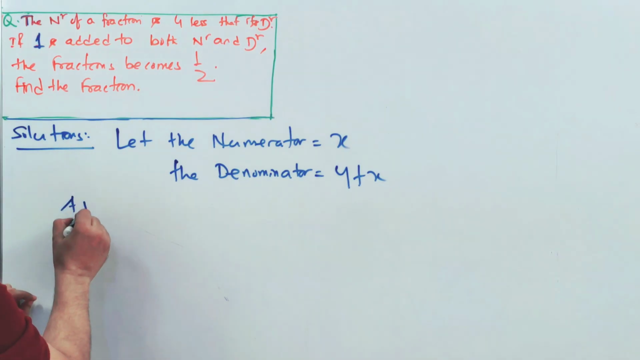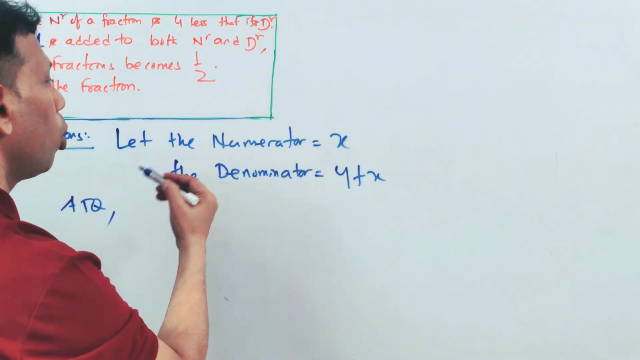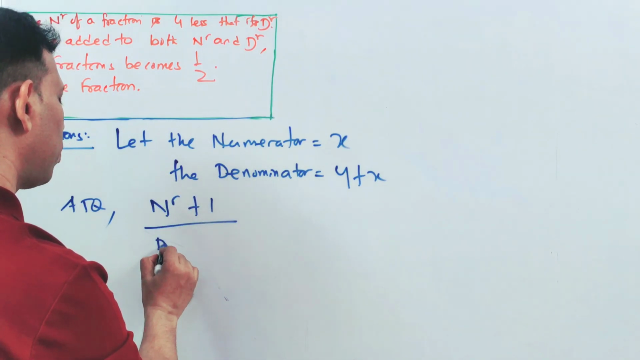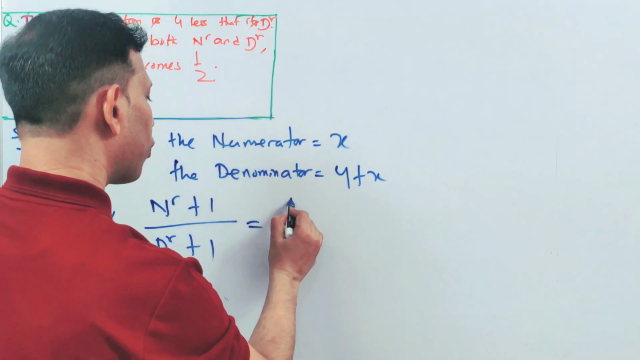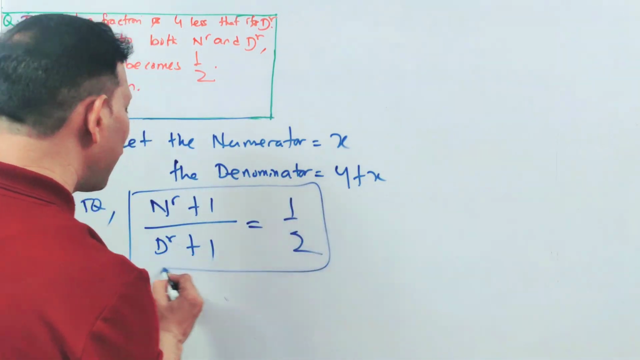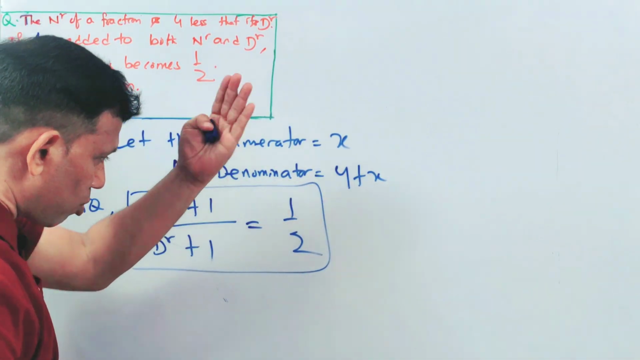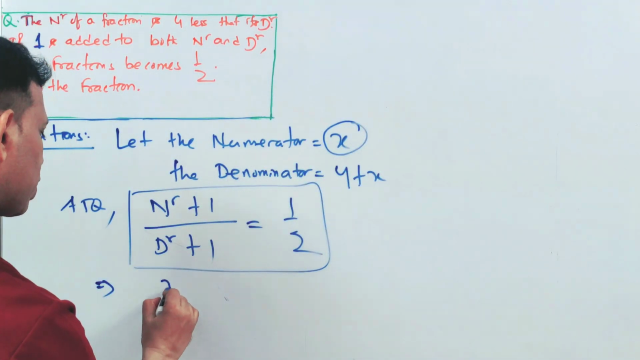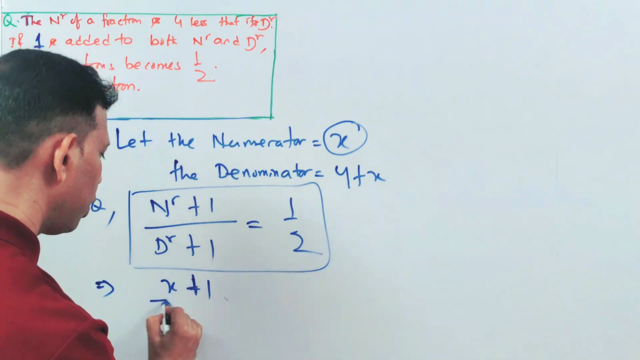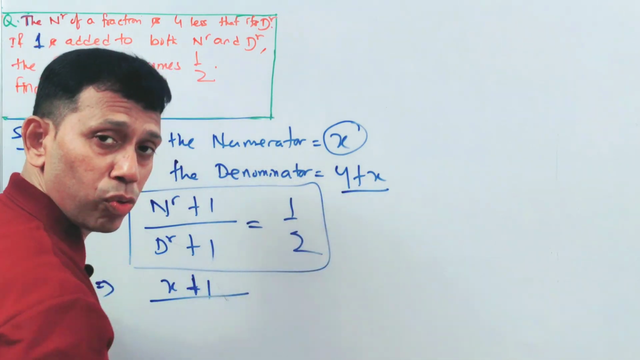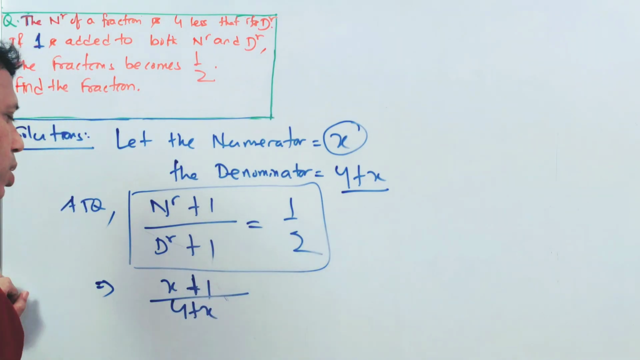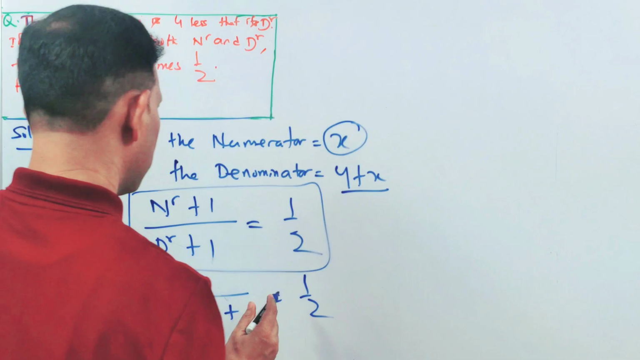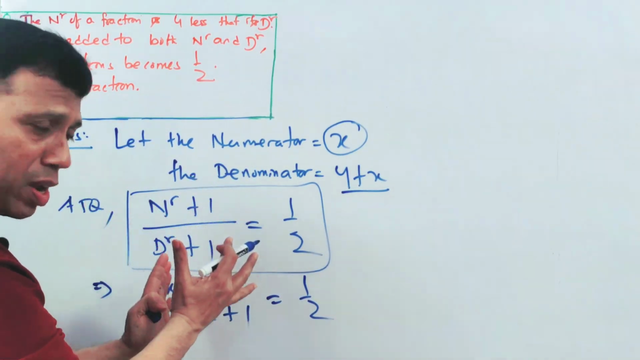Now again the second phrase: 1 is added to both numerator and denominator. So according to the question, the numerator plus 1 divided by denominator plus 1, the fraction becomes 1 by 2. Keeping an eye on this frame, we will write the equation. The numerator is x plus 1, divided by the denominator, which is 4 plus x, plus 1, is equal to 1 by 2. I followed this frame and wrote it.